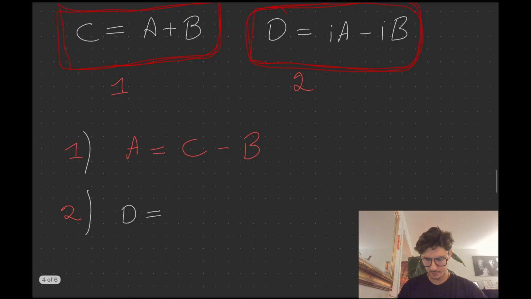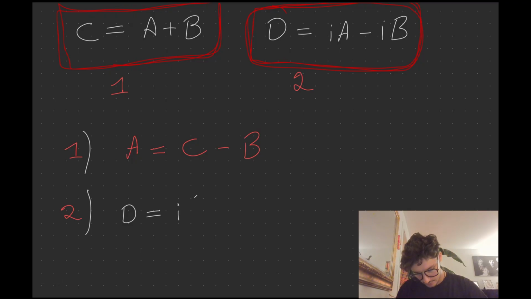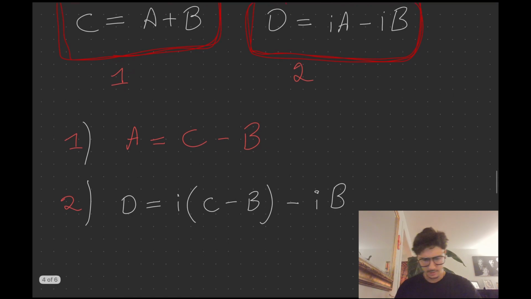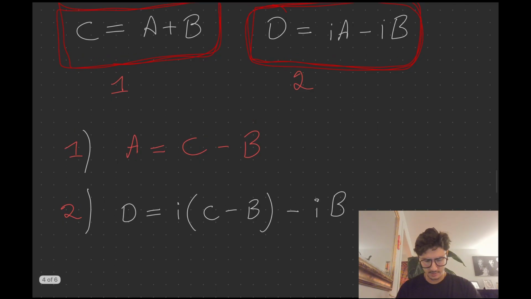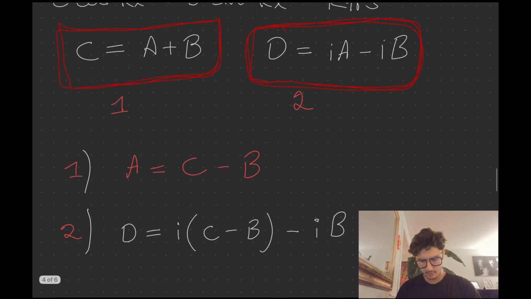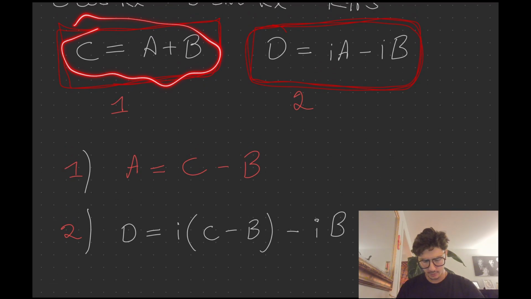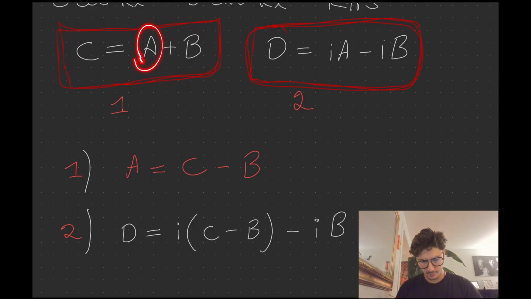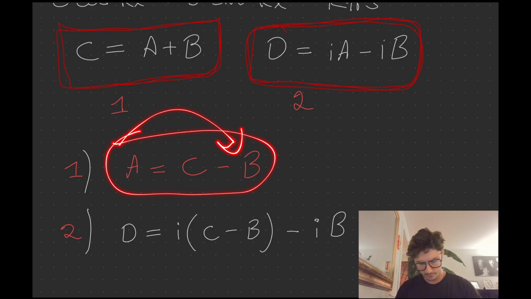Oh, I got it. We replace the I, A. So we have I. Inside the A, we have a C minus B, right? Then we have minus IB. Now what can we do? We can replace the C from equation 1, this equation over here. So if you guys saw what I did, I isolated for this A by moving this B over here. Now I have an equation just for A.